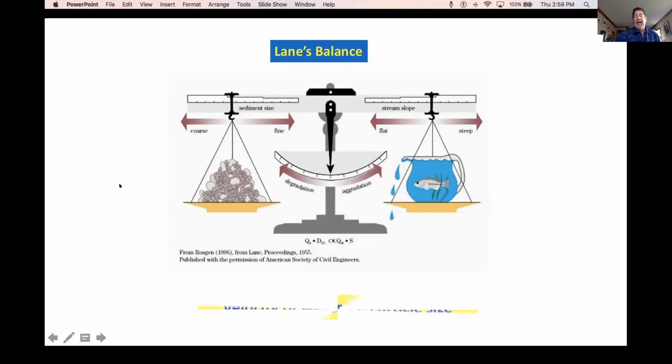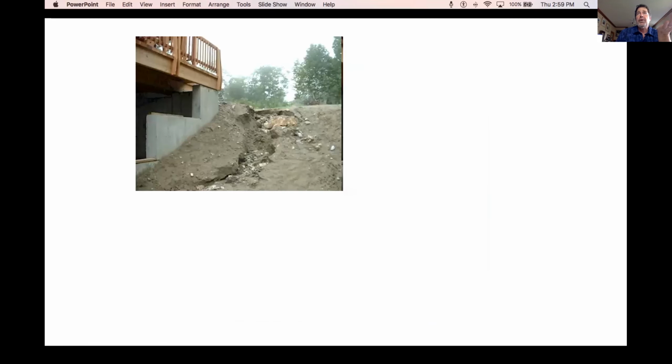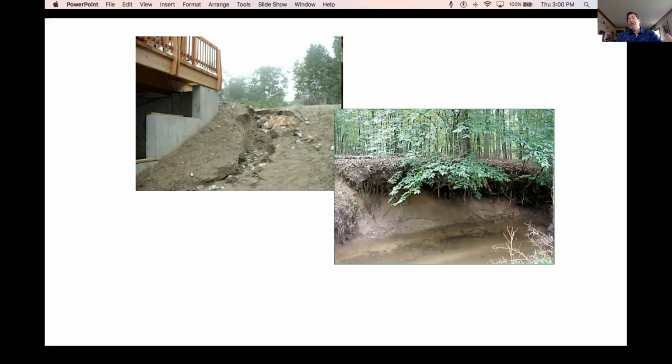Examples of Lane's balance, and you see it every day. You just don't know what you're looking at. Velocity of water versus particle size. This is a perfect example of Lane's balance. There's obviously impervious surface as a result of this new construction. More water's running off, a higher volume of water, possibly a higher velocity of water. It's going to do work in order to create an equilibrium in this micro watershed. What you see in stream banks, if a higher velocity of water is coming down, it's going to start carving the stream bank to offset that velocity of water with more sediment.